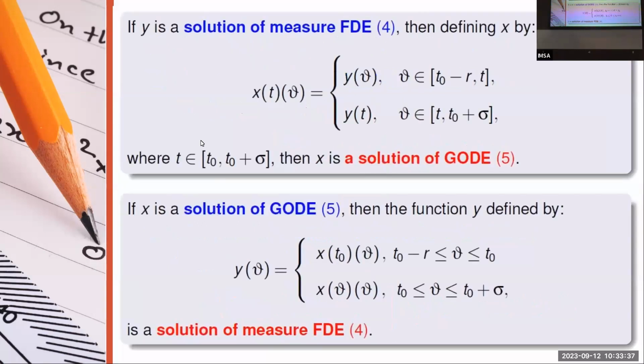And then what we have is the following. If y is the solution of the measure functional differential equation, then if we define our x depending on y, we have that x is the solution of the generalized ODE. And the same happens here. If x is the solution of the generalized ODE, then you can define y depending on x, and you can find the solution for your measure differential equation. So you have this relation between these two types of equations.